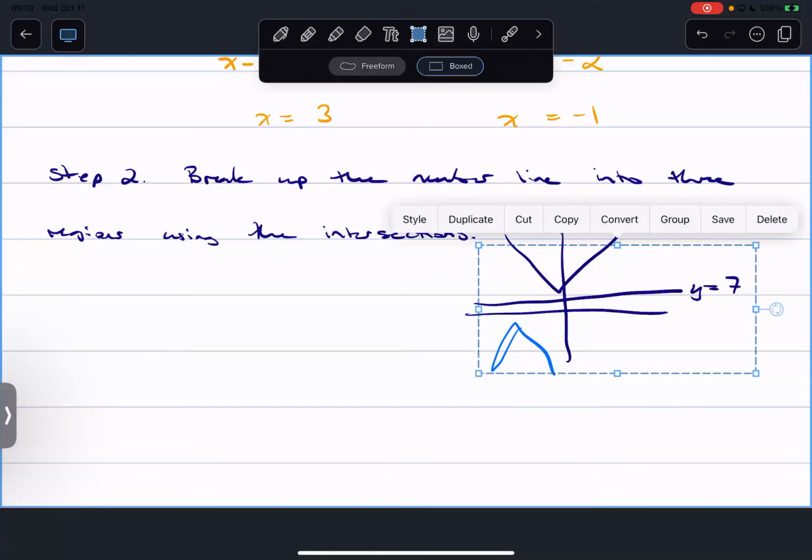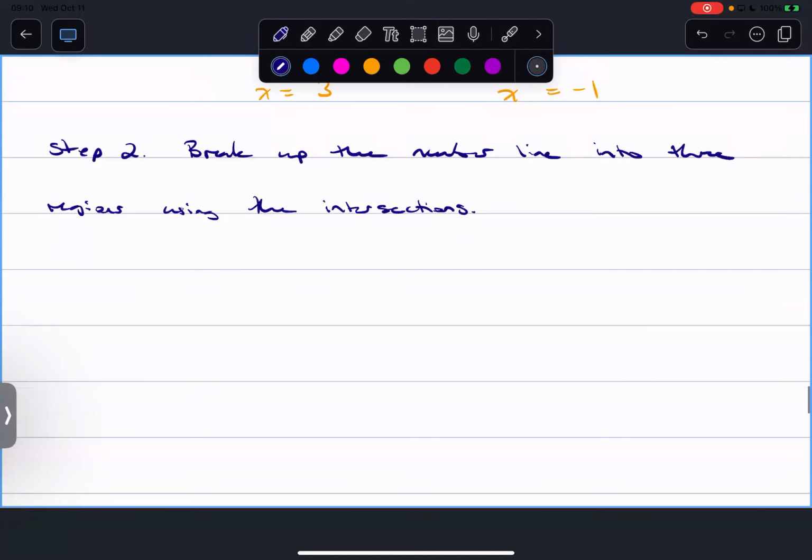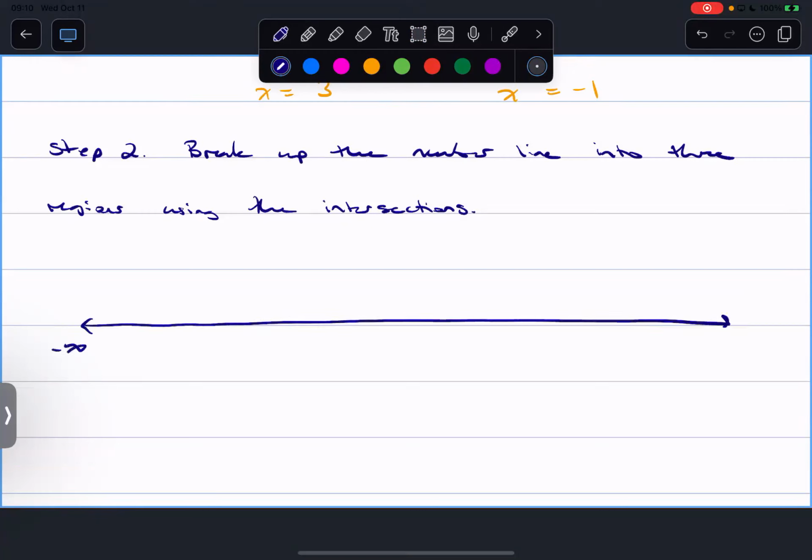I don't want to have that there, but I wanted to illustrate what I was saying. But let's focus on this one. So we want to break it up into regions. So now I've got this number line, -infinity to infinity.